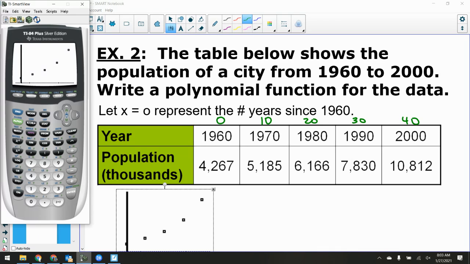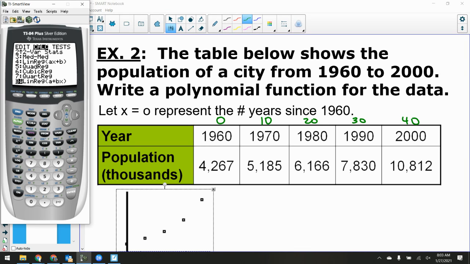Let's see, though. To do so, I'm going to go back out to my home screen, and then I'm going to go stat. And instead of hitting edit, I scroll right once to calc. As you scroll down, you're going to see our good friends, linear regression, then quadratic regression. But isn't quadratic still a polynomial, right? So I should run quadratic, but notice here, I've got a cubic regression, and then a quartic regression.